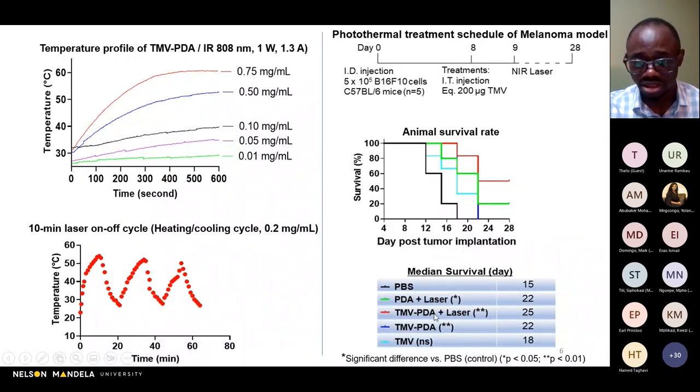Unfortunately, at this point, we didn't see a big difference between the mice that were treated with the particles and irradiated versus the mice that were treated but not irradiated at all. The particles themselves would also give some activity. As a result, the median survival was quite similar between the two. There was a difference between the treatment groups and the control, yes, but between the different treatment groups, there was no significant difference. So this means that the tobacco mosaic virus itself was not sufficiently immunogenic to support the photothermal therapy.